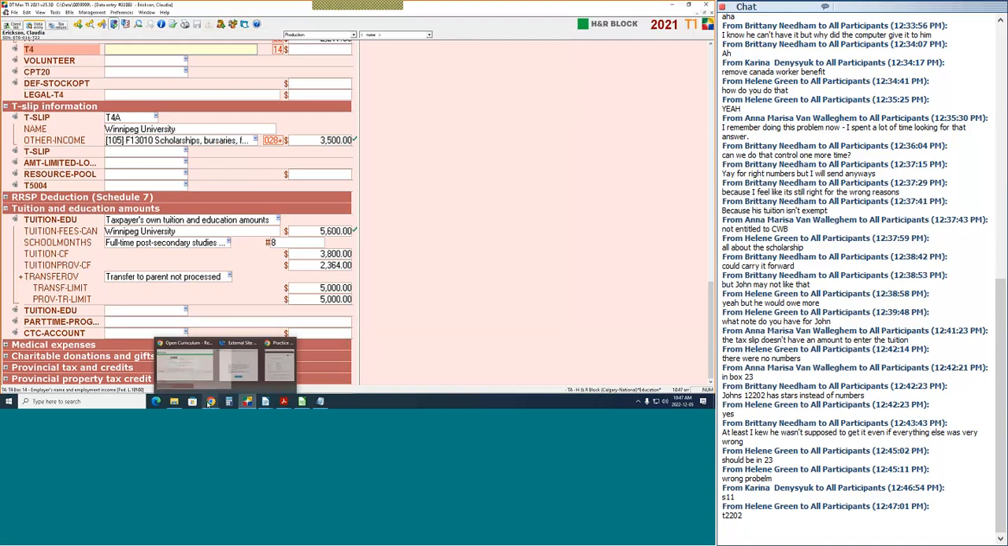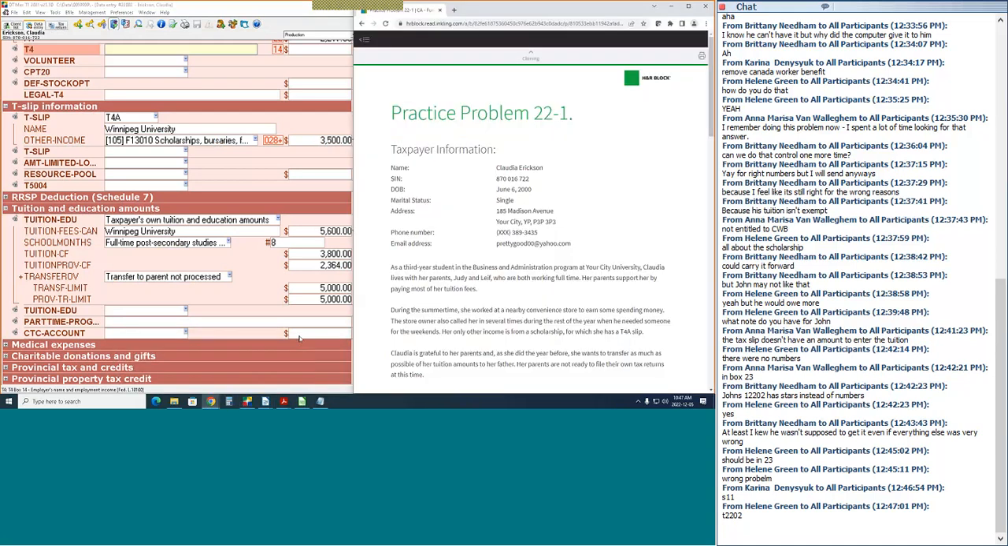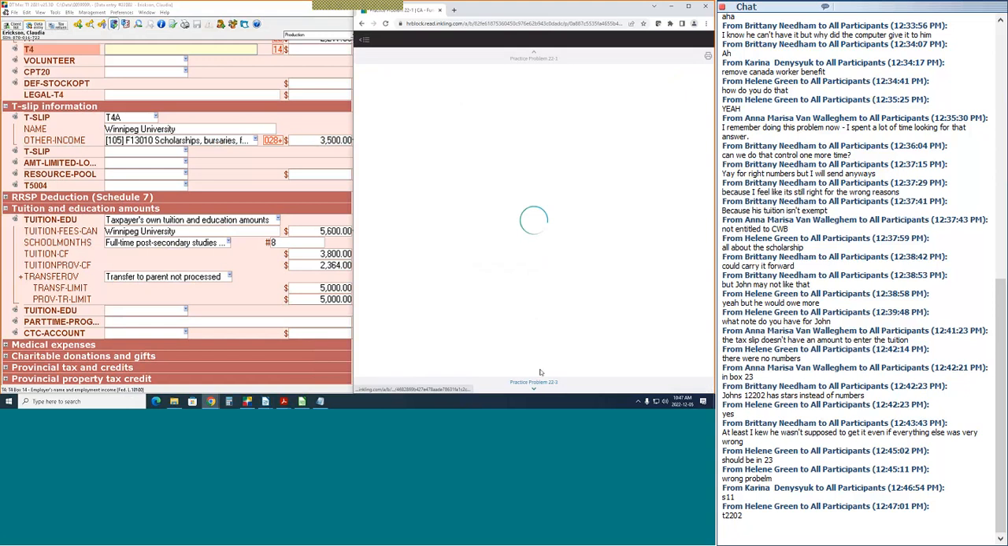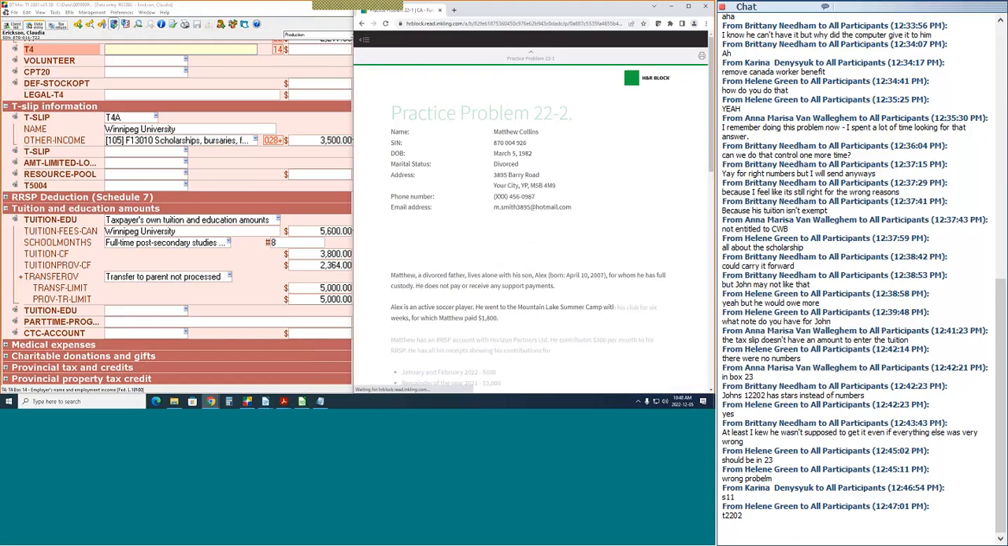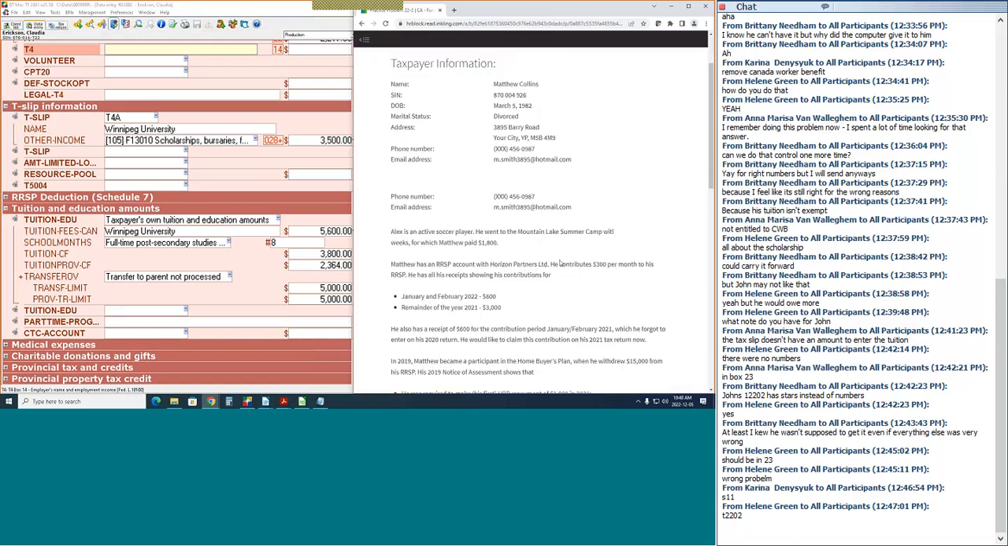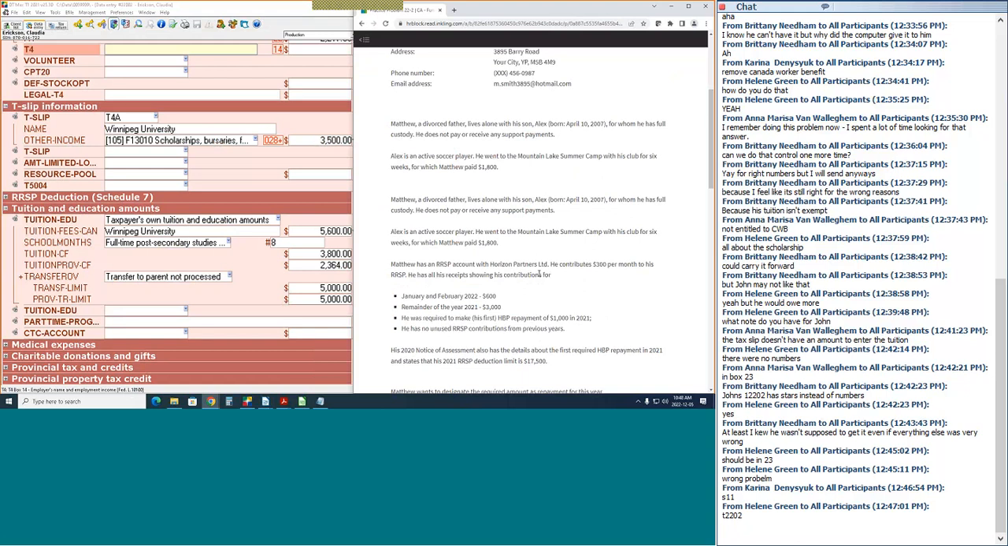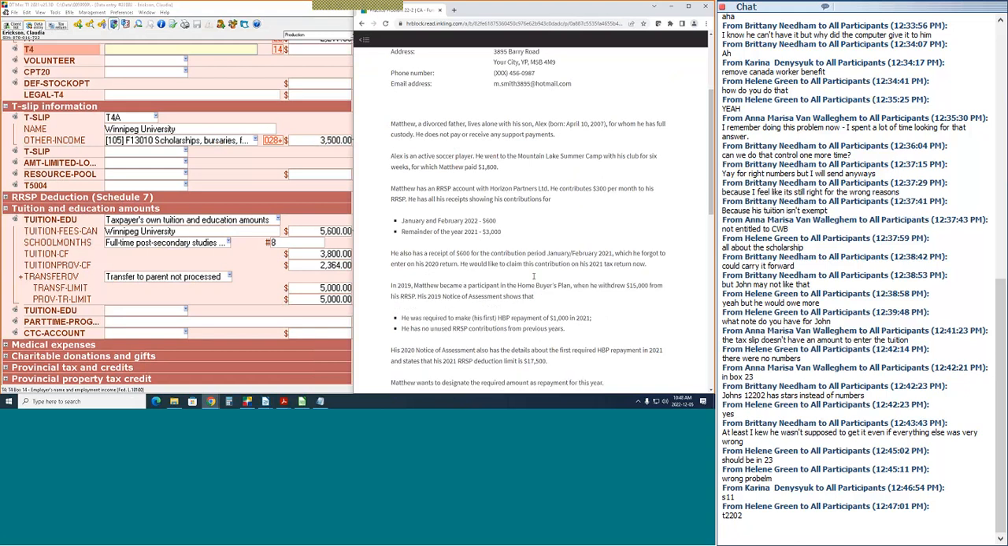Now I'm going to go back into my file here. I'm going to look at the next one. This one was Matthew Collins. He's a divorced father. He lives alone with his son, Alex. He has full custody. He does not receive any support payments. Alex is an active soccer player. He went to Mountain Lake Summer Camp with his club for 6 weeks. He also has an RSP account. We have information there. He forgot an RSP receipt for 2021.